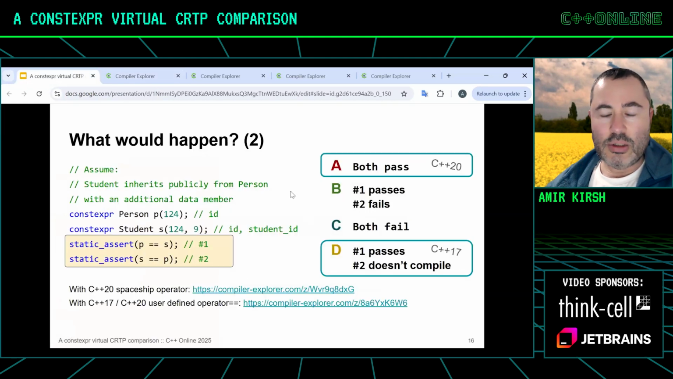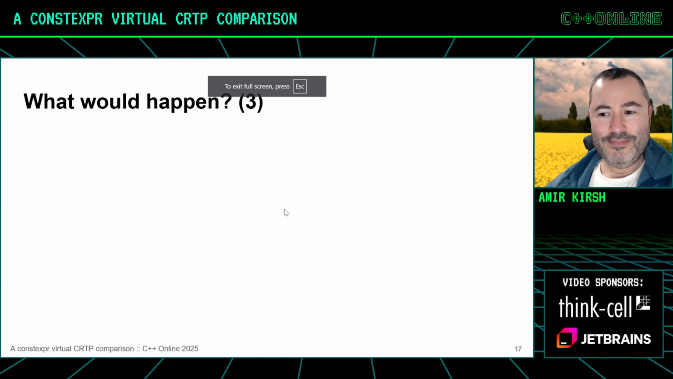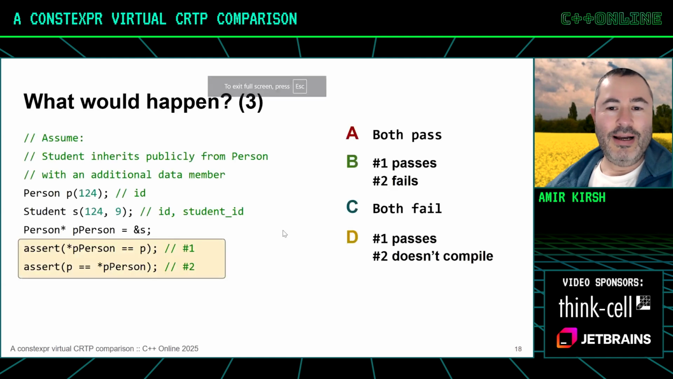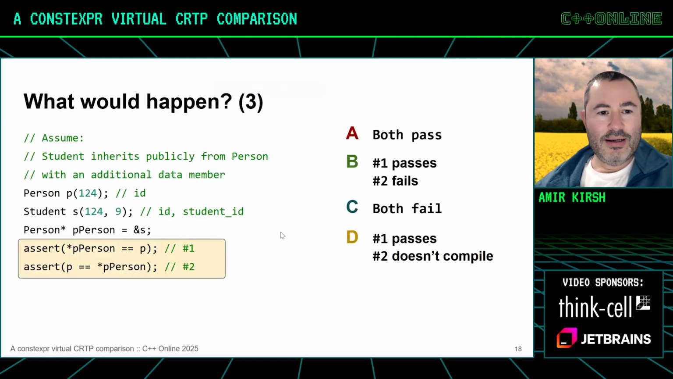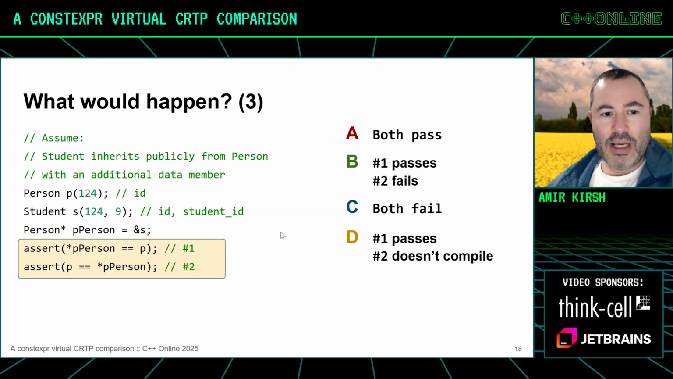This was the second question. How are you with the results? Did you get all right till now? Let's go for the third one. So in the third one, student inherits publicly from person, with an additional data member, but now the comparison is not on concrete types.